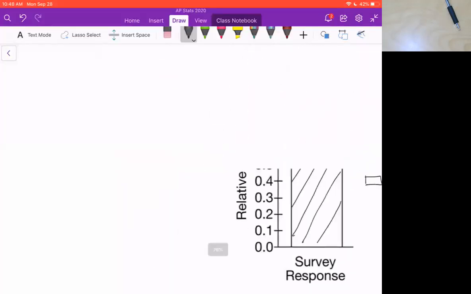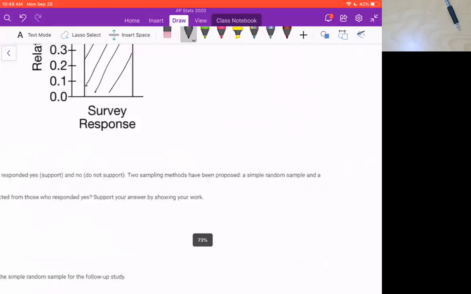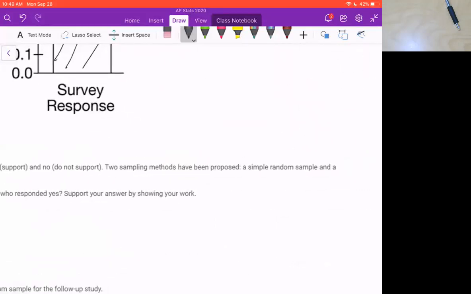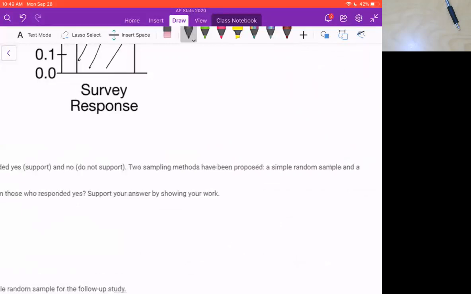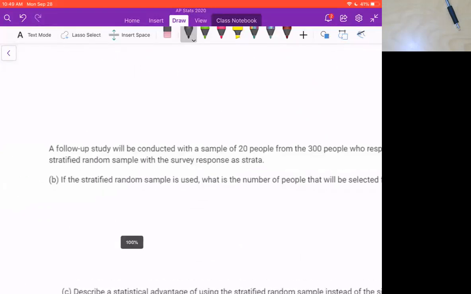And where did my question go? There it is. Okay, two sampling methods have been proposed. We could just take a simple random sample. That would be: number the people 1 to 300, use a random number generator to generate 20 numbers from 1 to 300 with no repeats, or you could say without replacement. That's another way of saying no repeats. And then whatever 20 numbers come up, you go to those people and they are now part of your sample, okay?